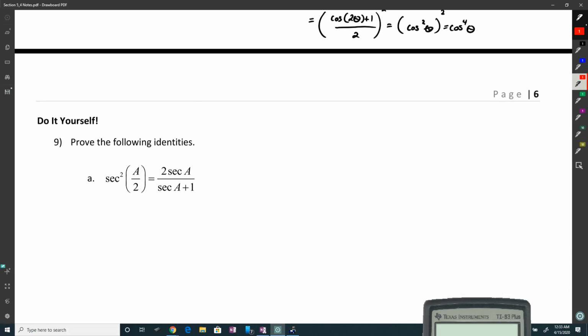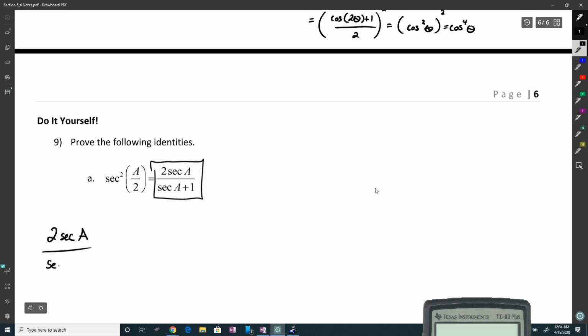So this next one is secant squared of a over 2 is 2 secant a over secant a plus 1, and they want us to prove it. So we're going to do something very similar to what we've done in the past. So I have 2 secant of a over secant of a plus 1. Now secant is just 1 over cosine.